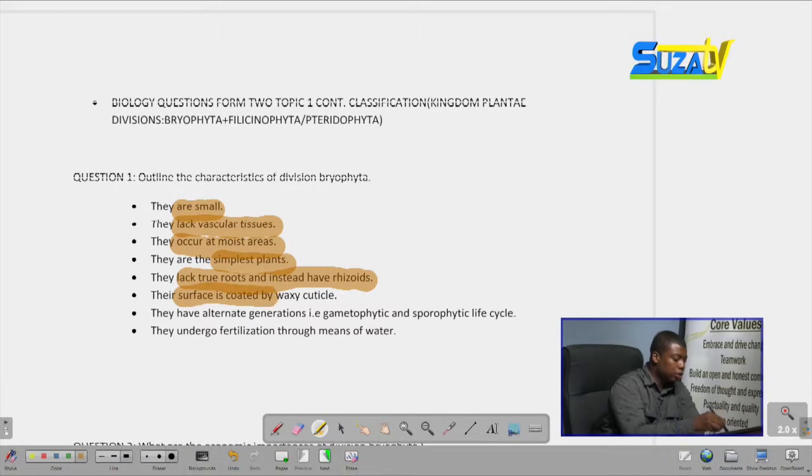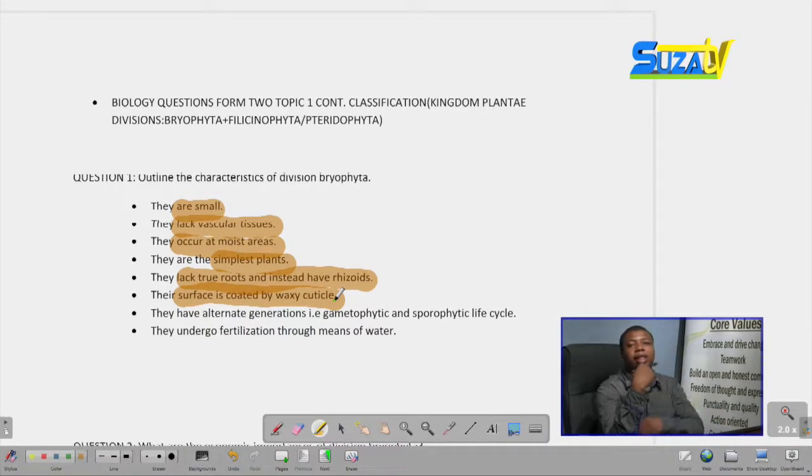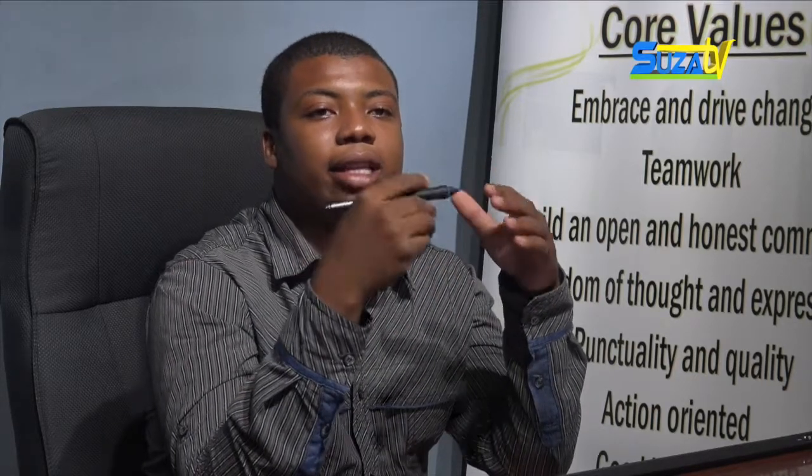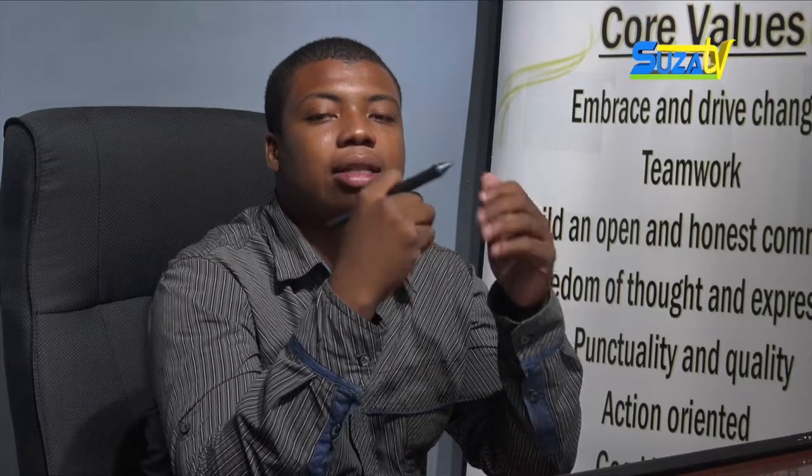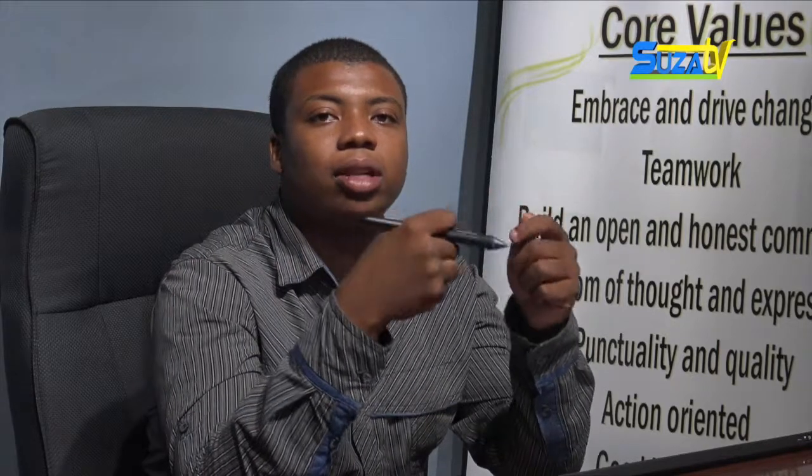The surface is coated by a waxy cuticle. As we have said, they are only a few centimeters thick and need to stay in moist areas, and they have a waxy cuticle which helps protect them against drying. Without the waterproof waxy cuticle, they would have dried in the sun, in many areas. But members of division Bryophyta have a waxy cuticle in order to prevent any loss of water.